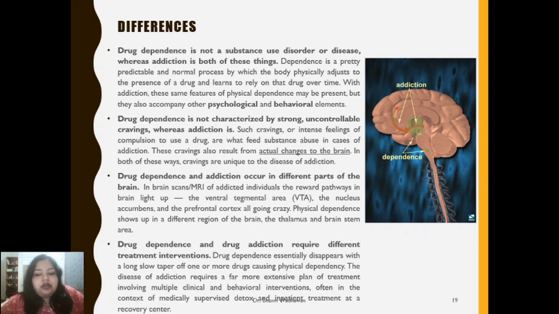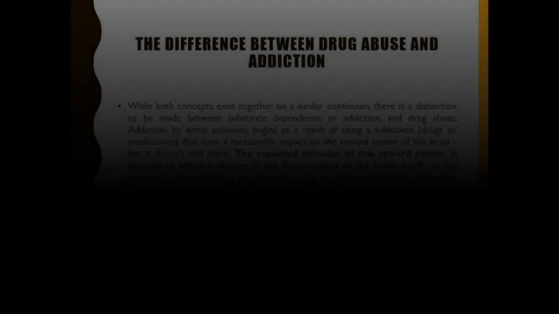Drug dependence and drug addiction require different treatment interventions. Drug dependence essentially disappears with a long, slow taper off one or more drugs causing physical dependency. So if we just taper off the drugs, slowly decreasing the dose, drug dependence will disappear. However, the disease of addiction requires a far more extensive plan of treatment involving multiple clinical and behavioral interventions, often in the context of medically supervised detox and inpatient treatment at a recovery center. So their treatment plans are also different. These are the major differences between drug dependence and drug addiction.